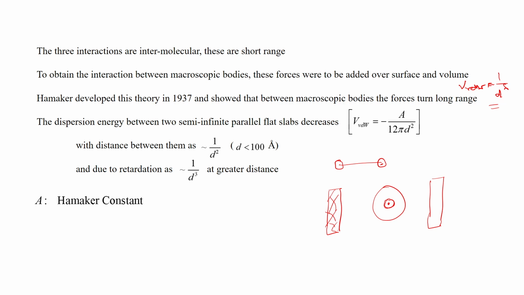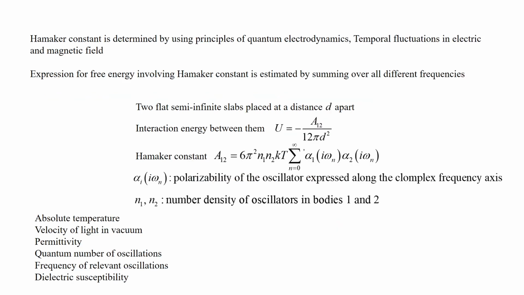So, Hamaker developed this theory in 1937 and showed that between macroscopic bodies the force turns long range. He essentially integrated this force over all the different molecules. For example, for the dispersion energy between two semi-infinite parallel flat slabs, the interaction now becomes 1 by d squared. This A is called the Hamaker constant. I will talk about how exactly it looks, but there is a constant called the Hamaker constant. Now this dependence of course varies differently.